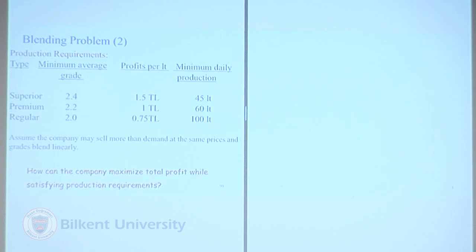We will have what? We will have an upper and a lower bound. So the constraint will say, let's write it in the correct form: 3xp3 plus 2xp2 plus xp1, divided by xp3, xp2, xp1, should be more than 2.2.